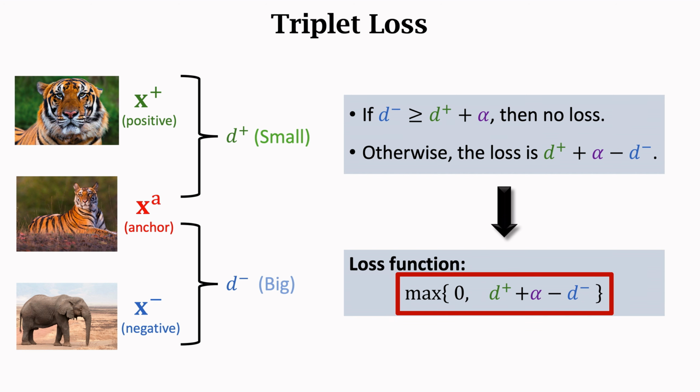It is based on a triplet of samples: the anchor, the positive sample, and the negative sample. With the loss function at hand, we can take the derivative of the loss with respect to the model parameters, and then perform gradient descent to update the model parameters. After an update, the elephant and the tiger will be further apart in the feature space, whereas the tigers will be closer in the feature space.